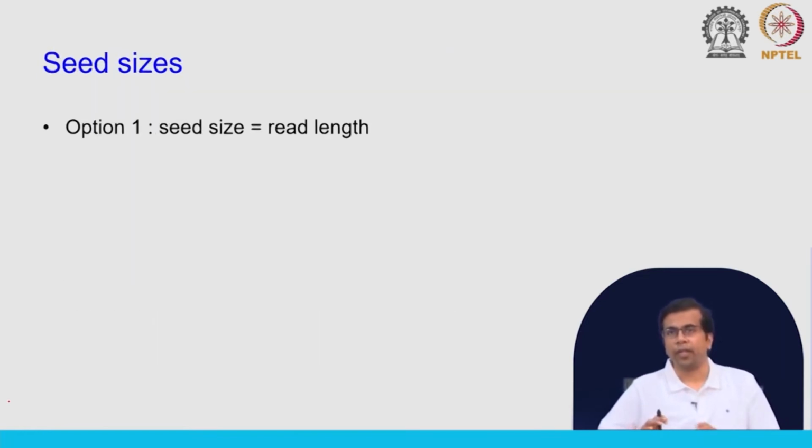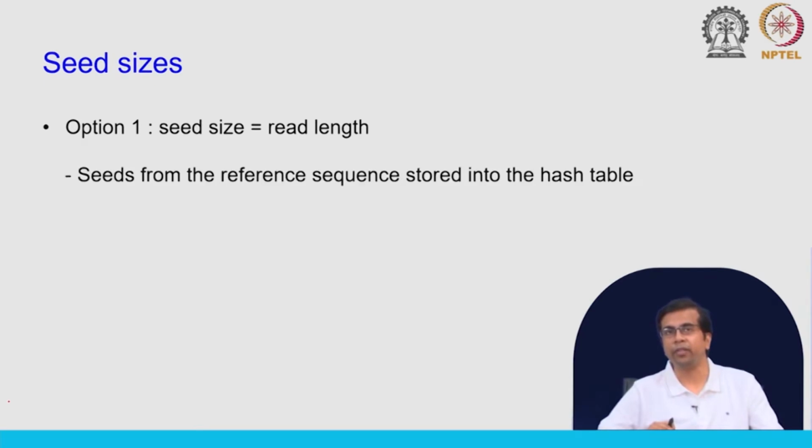There are various options when you are trying to design the algorithm, and you can think about different options and how you want to proceed. The first option is seed size equal to read length. We choose the seed size as the read length, so if you have a read length of 50 base pairs or 100 base pairs, that would be our seed size. Then we break down the reference sequence to generate seeds of that size. If it is 100 bases, we generate seeds of length 100 and then store them in the hash table.